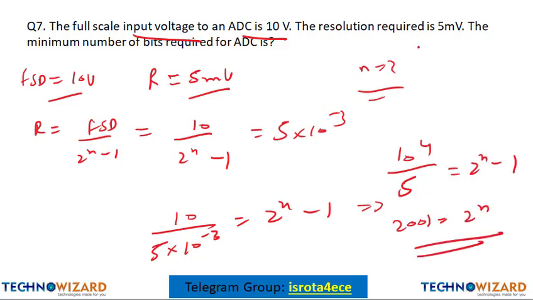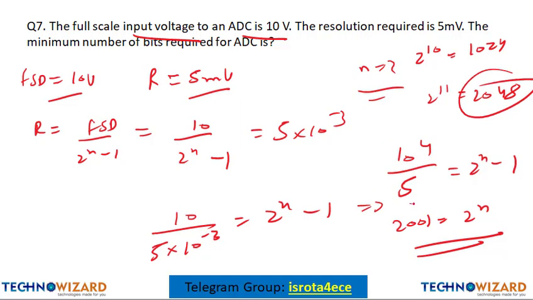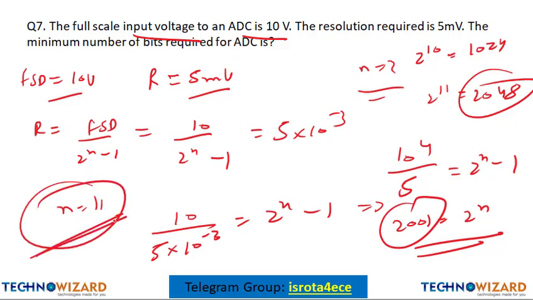Okay, now we know that 2 to the power 10 is 1024 and 2 to the power 11 is 2048, and we are getting 2001. Therefore, the number of bits required for the ADC will be n equal to 11. Therefore, n equal to 11 is the correct answer.